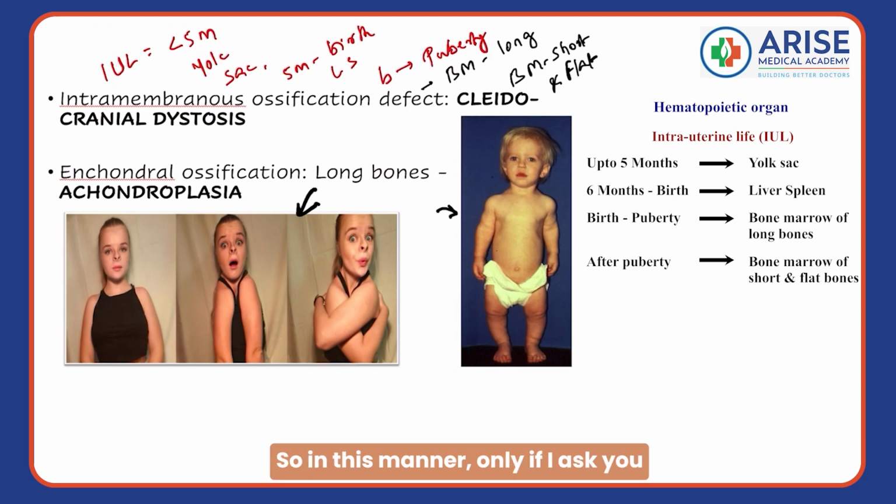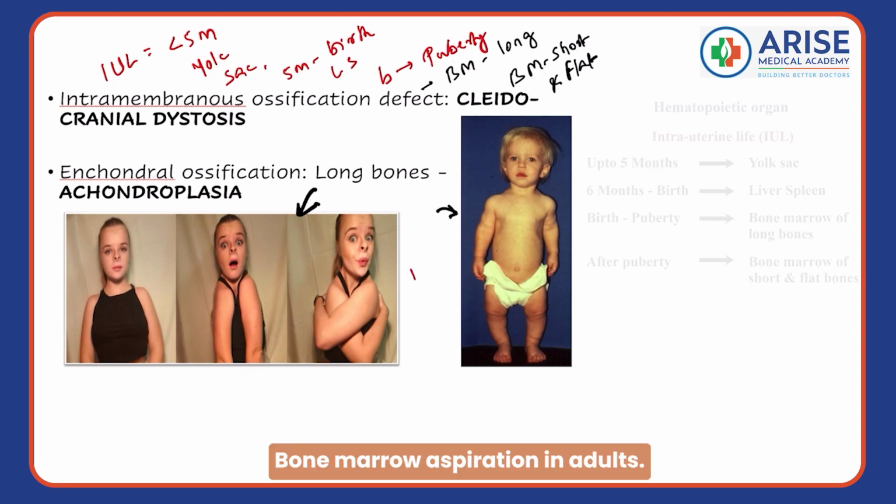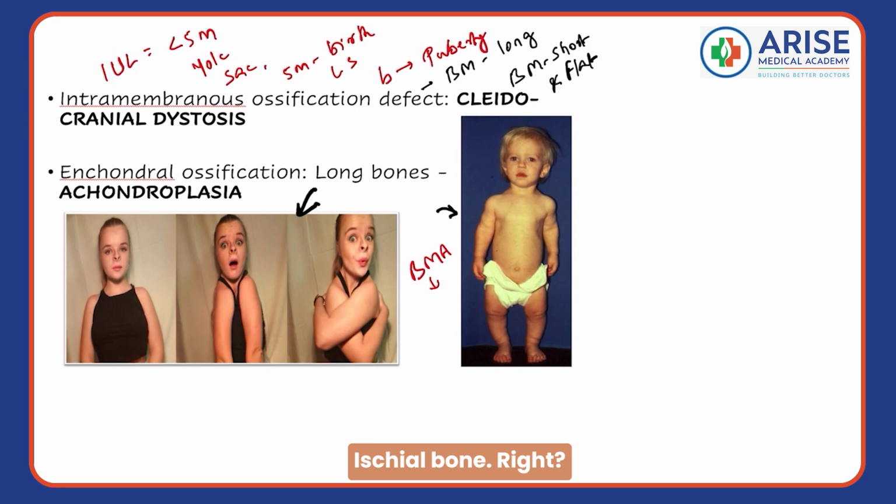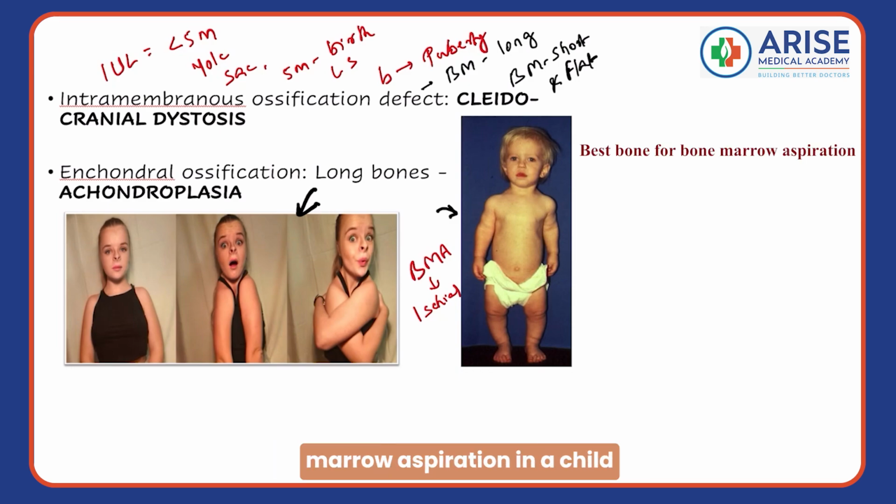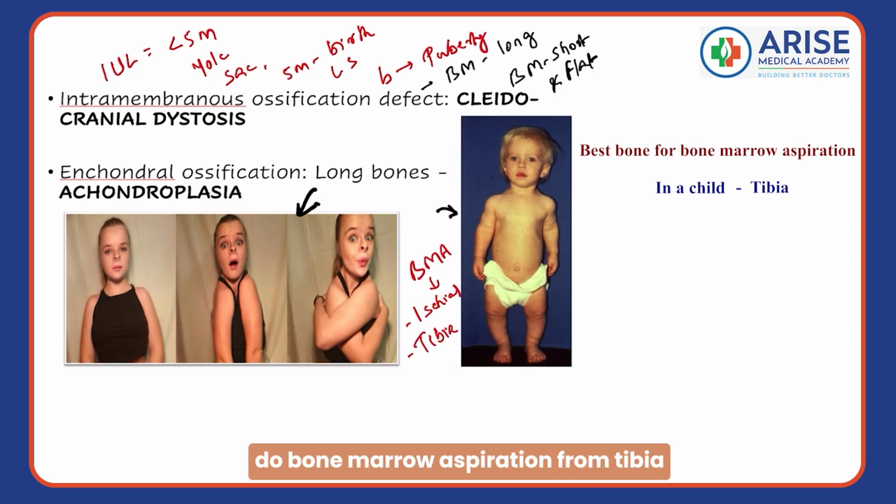In the same manner, if I ask you, what is the best bone for bone marrow aspiration in adults? This is the hip bone, a flat bone. After that, the sternum. But if I ask you what is the best bone for bone marrow aspiration in a child? A long bone. So in a child, you can do bone marrow aspiration from the tibia.